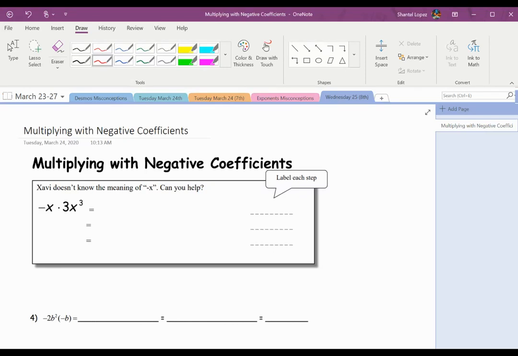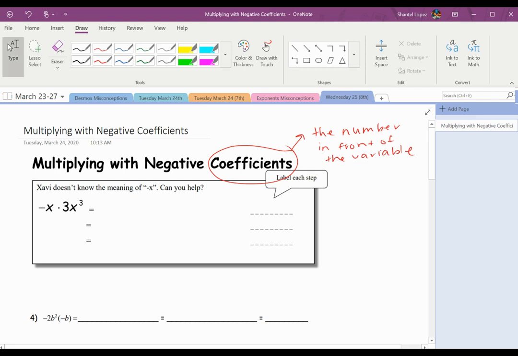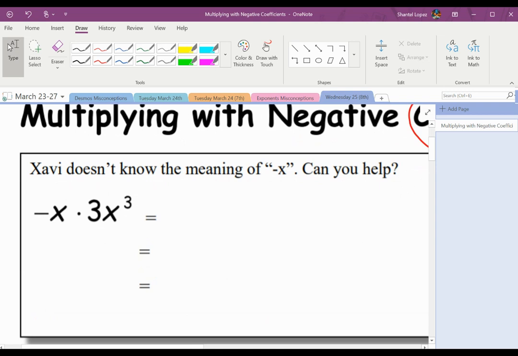So today we're going to continue with exponents, but this time we're going to continue with negative coefficients. If you don't remember what the word coefficient is, it's the number in front of the variable. So Javier doesn't know the meaning of negative x. Can you help him? Meaning he doesn't know what coefficient is in front of negative x.